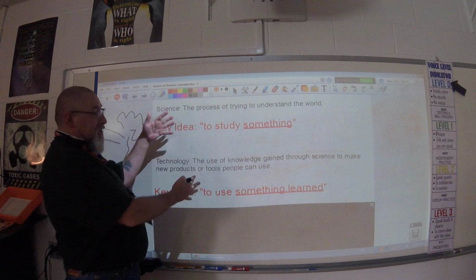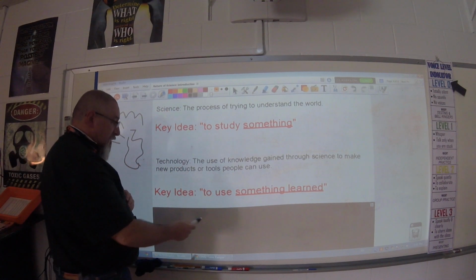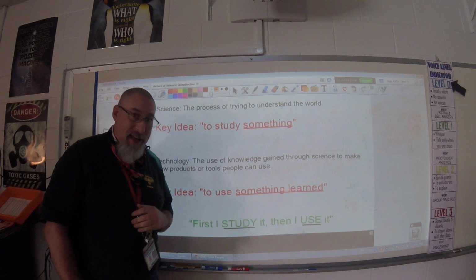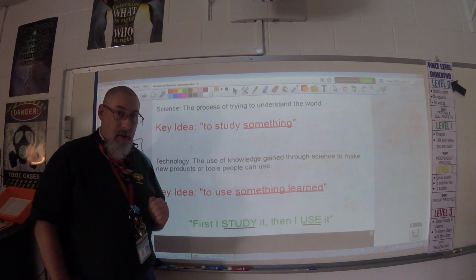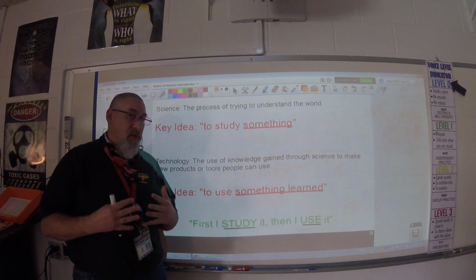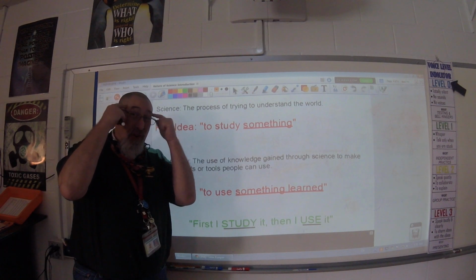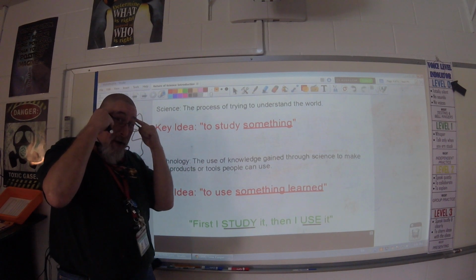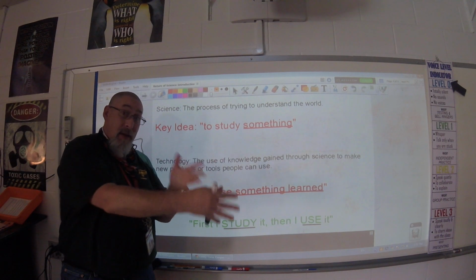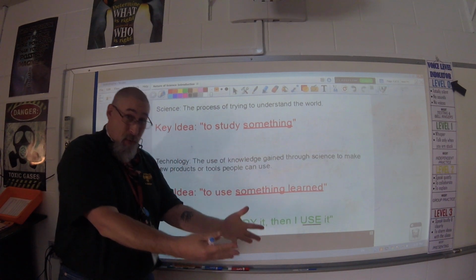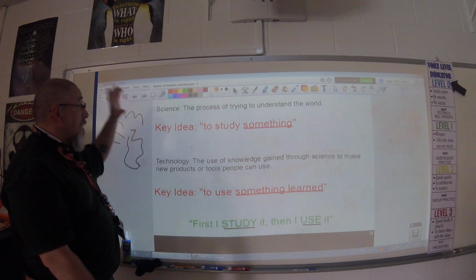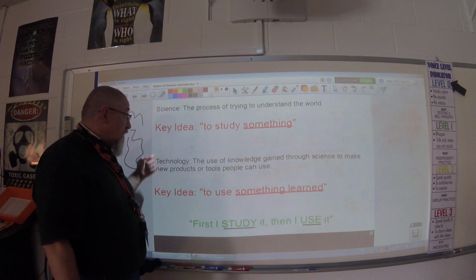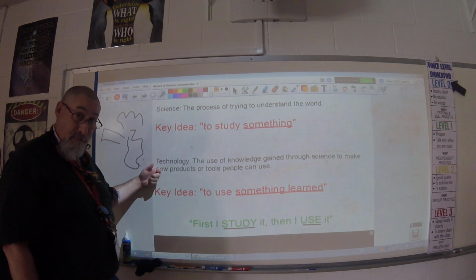So if we combine these two concepts into one simple statement, it is this. First I study it, then I use it. Before we can use anything, we have to think about it. We have to learn about it. So put it in our brain. Then once it's in our brain, we can actually use it and handle it and do something with it. That's the technology. First, I study it to be science. Then I use it to become technology.